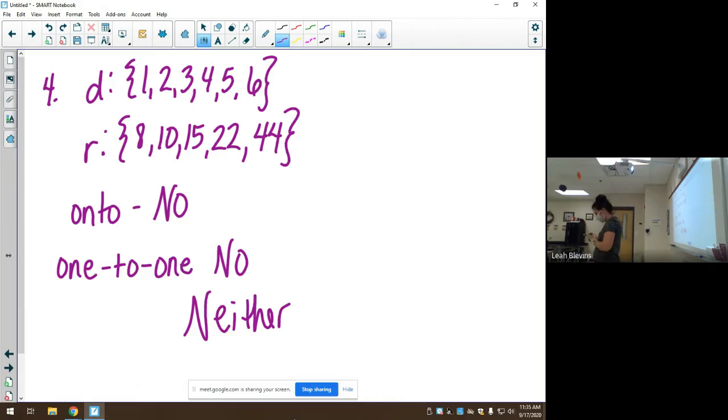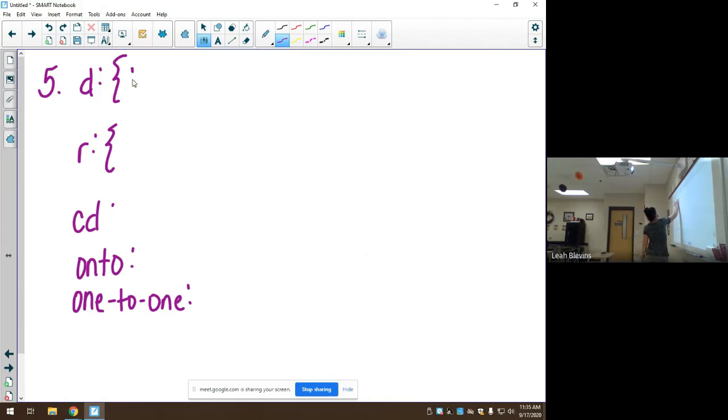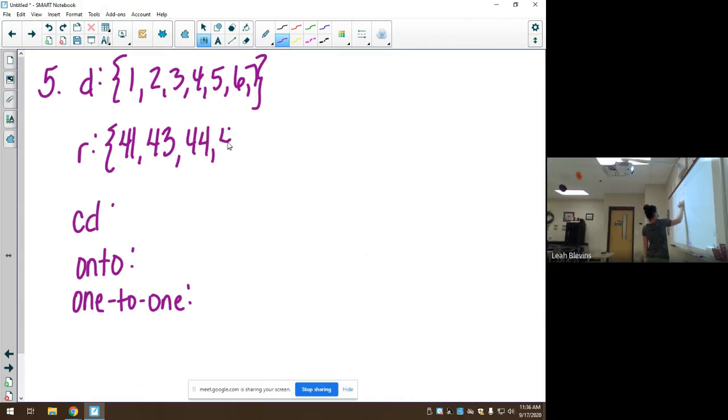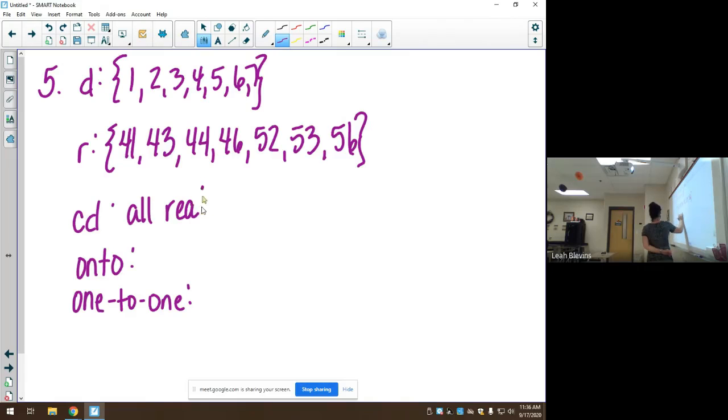All right, so looking at number 5, the table shows the low temperatures in degrees Fahrenheit. What's my domain? 1-7. What's my range? Let me tell you again in order from least to greatest. 41, 43, 44, 46, 52, 53, 56. Perfect. What's my codomain? It doesn't ask us that, but I'm going to go ahead and write it anyway. All real numbers because it didn't state otherwise.